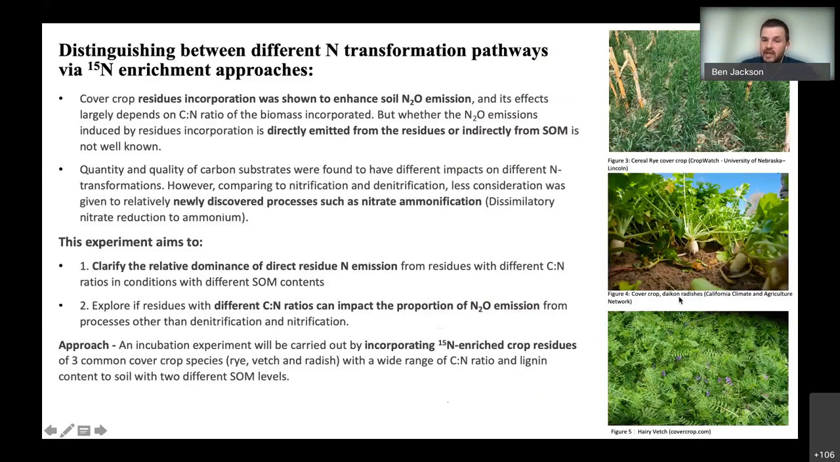and a vetch, and to use these residues then to try to clarify the dominance of direct residue nitrogen emissions, and looking to see whether or not the carbon to nitrogen ratios of these residues are having an impact on the emissions, and then to explore if different carbon to nitrogen ratios will impact which microbial pathways, through denitrification and nitrification, or even through potentially nitrate ammonification, may be resulting in these nitrous oxide emissions.